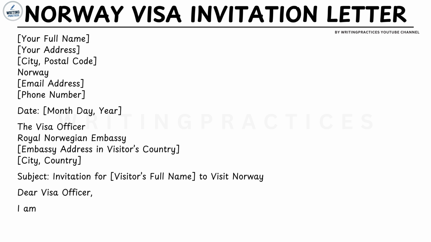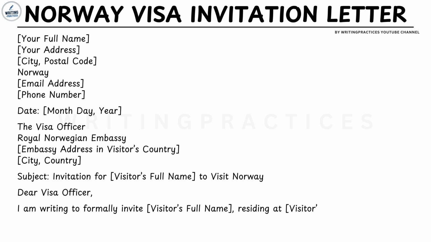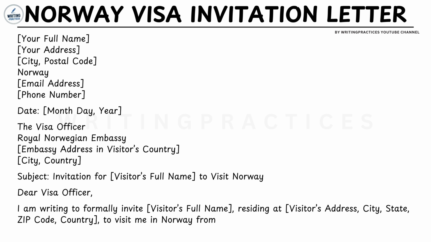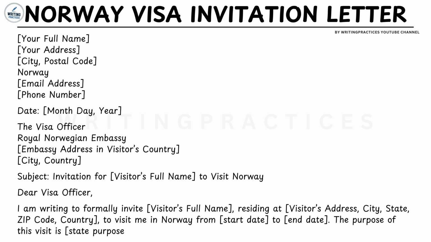Opening paragraph. Purpose of the letter. In the opening paragraph, clearly state the purpose of the letter. Mention who you are inviting, their full name, their address, and the dates of their intended visit. Also explain the primary reason for their trip. For example: I am writing to formally invite visitor's full name, residing at visitor's address, city, state, zip code, country, to visit me in Norway from start date to end date. The purpose of this visit is state purpose, such as family reunion, tourism, or attending an event. This introduction sets the context for the letter and establishes the details of the visit up front.